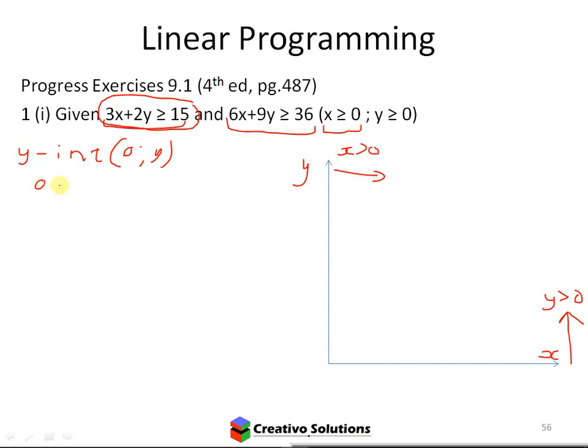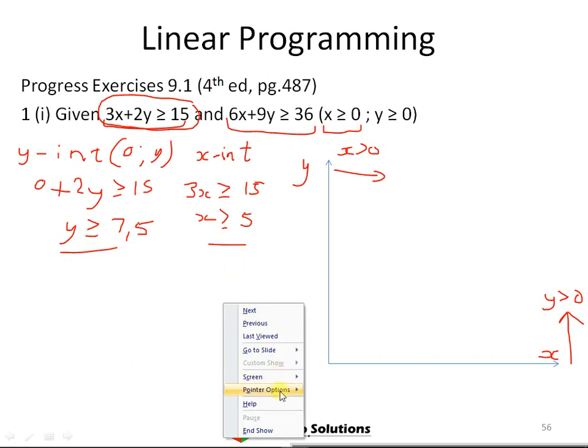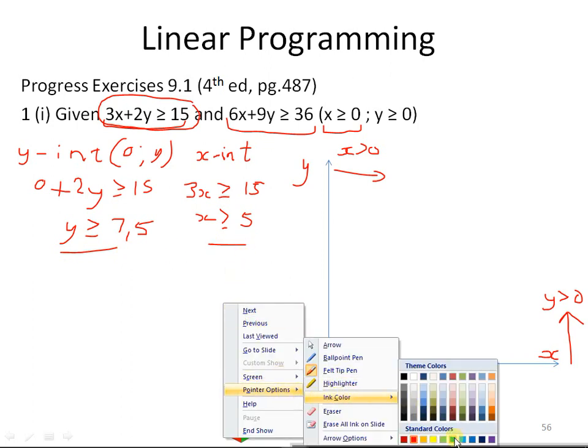So solve for y. I'll have 0 plus 2y greater than or equal to 15, so y greater than or equal to 7.5. Now I know what the y is. What else do I need? I need an x-intercept. How do I find an x-intercept? Make y 0. So 3x greater than or equal to 15, x greater or equal to 5. Now I've got the y and the x-intercepts. That's great. Now I need to do the same thing for this one.